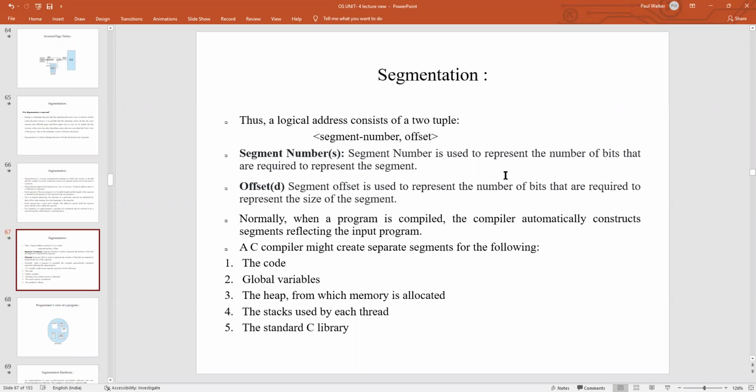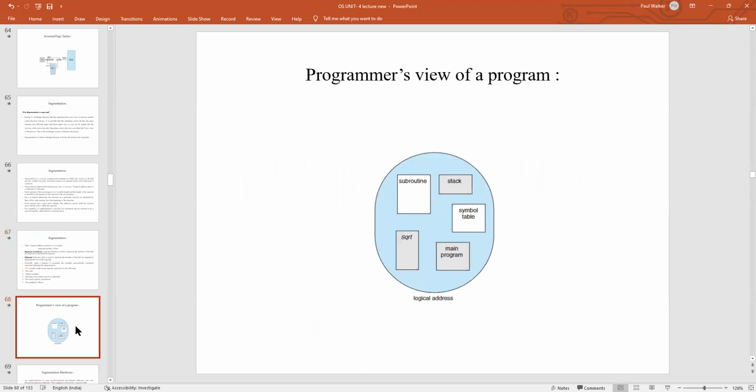Okay, so in a C compiler, we can separate the segments into different forms. One is the code, then the global variables, the heap, which is allocated from the main memory, the stack we use from a thread, and the standard C library. So these are the different formats of a segmentation. As per the programmer's view, segmentation is divided into stack, symbol table, main program, square root.